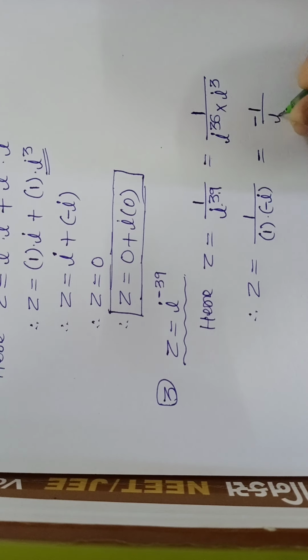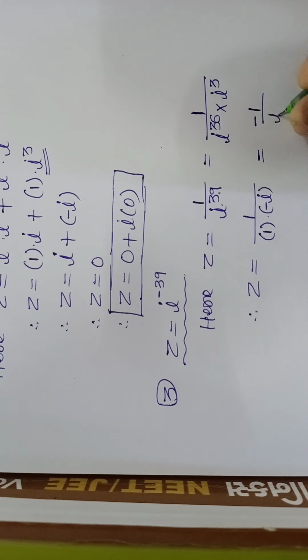But again, see here, a complex number in the denominator is not possible, so applying surd, multiply and divide by i. Here I am applying surd.